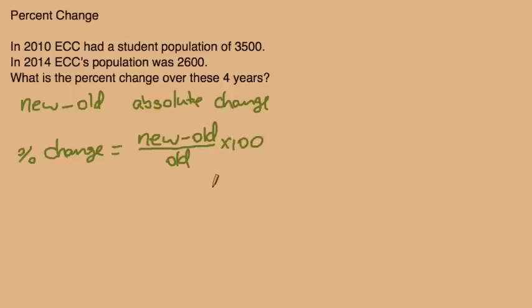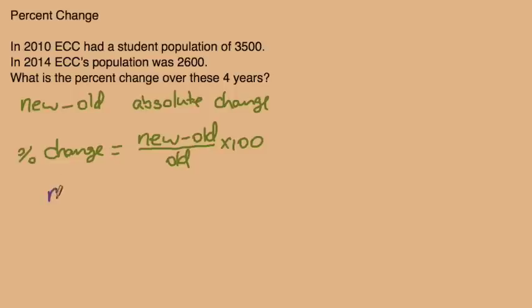Now I'm going to use this formula probably differently than you've seen before. I'll do the basic setup, but then I'm going to use it for a lot of percent problems that you normally would not use this for. I just want to get you kind of used to it. So for instance, in this one, in 2010, ECC had a population of 3,500. In 2014, the population dropped to 2,600. And what is the percent change over these 4 years?